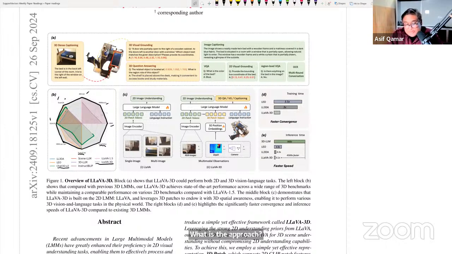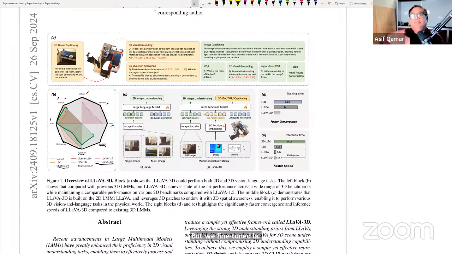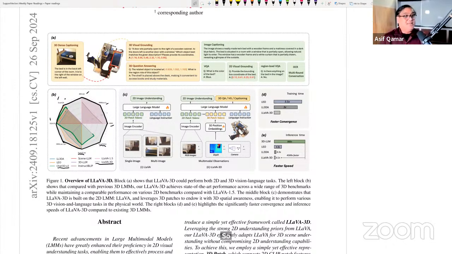The approach that they take, once you understand how LLaVA works, is very simple. I'll keep this short because we're running out of time. We have run out of time, but I'll take another 15 minutes. What they are saying is that LLaVA is really an amazing model for 2D. So what if we took LLaVA and didn't screw it up, but fine-tuned it with 3D awareness, just imbued it and augmented its ability with 3D awareness? If we could do that, we would have a winner, isn't it? Well, that is easier thought than done. How would you do that?